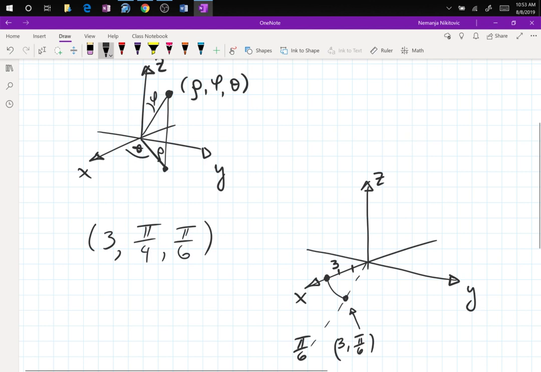And then we are going to find the 45-degree angle between x and z, which is pi over 4. That's pi over 4. And we are going to stand this up to get there. And this point here is 3, pi over 4, pi over 6.